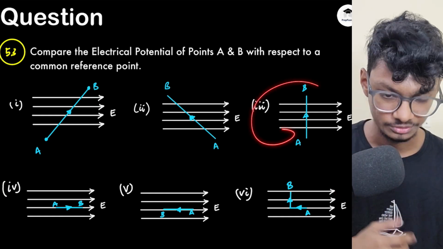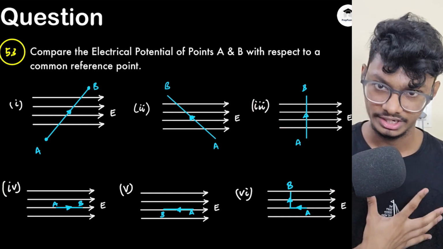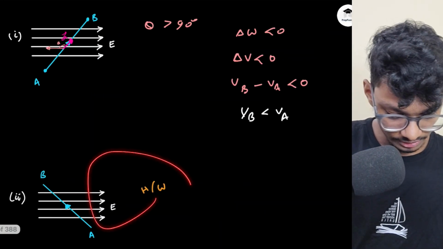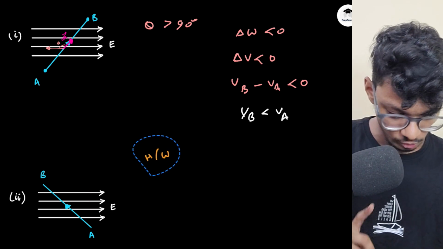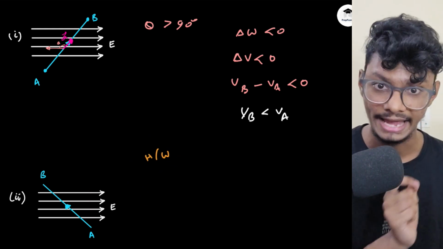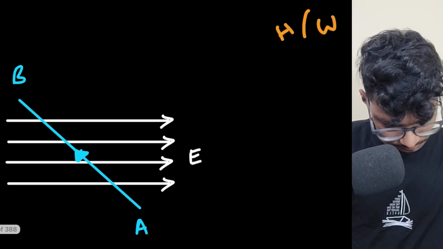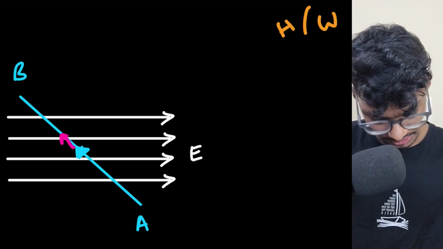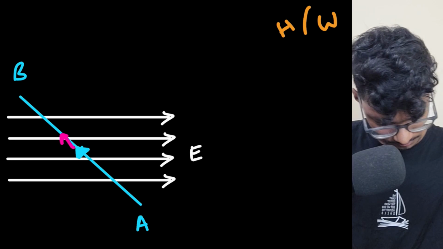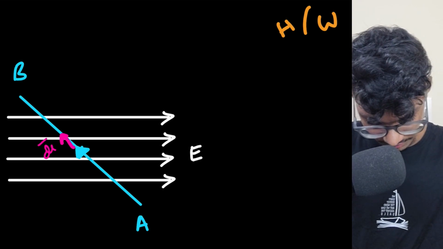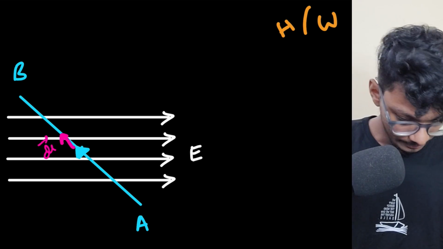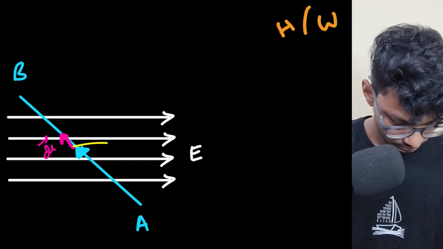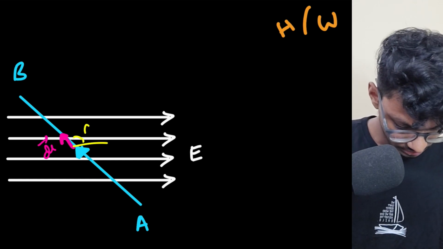So these particular questions where we had to compute the potentials. Here for part 2, what will happen? Again, I am going from A to B. If I am going from A to B, I will observe the angle. What is the angle? My dl vector is in this direction, and my electric field is in this direction. So this will be theta.